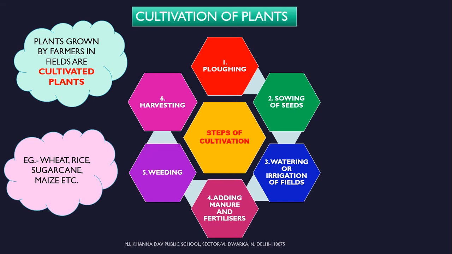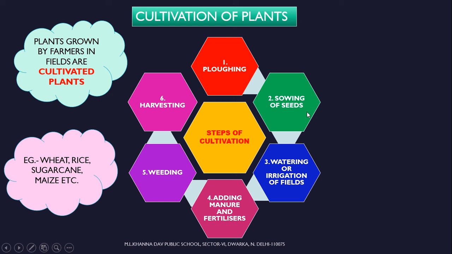The first step involved in cultivation is preparing the land, and the land has to be prepared by making the soil loose so that the seeds can grow into new plants. And this is done by a process called plowing. Plowing is done using a tractor nowadays, but in earlier times it used to be done by a farmer with his plow and bulls which are used to pull the plow.